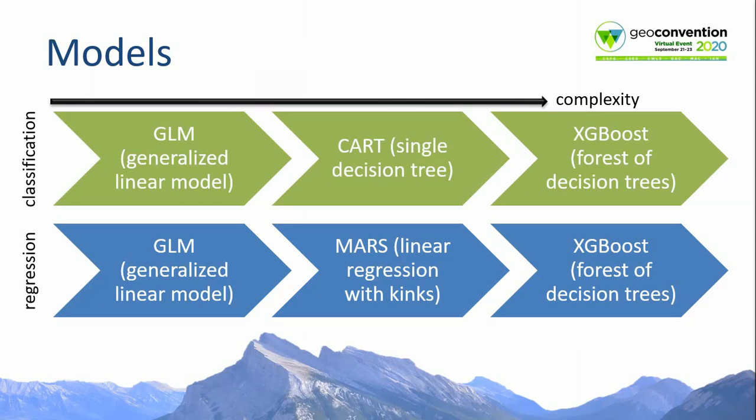Both problems use generalized linear models, which are standard multivariate regression models, but with the allowance of a link function for classification, as well as a regularization when building our final models. Increasing in complexity, the classification models included a single decision tree, which is a directly interpretable model that can handle a decent amount of nonlinearity, and the regression model used a MARS model, which is basically a linear regression model that allows multiple slopes along a variable, or kinks.